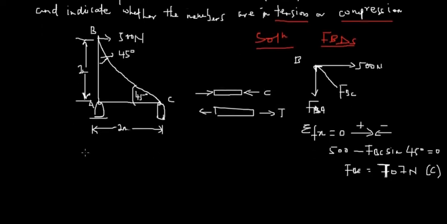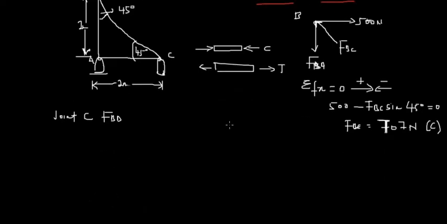So let's move on to another joint. Let's take joint C. We first draw the free body diagram for joint C. This is where we are trying to find the forces. So we have this point, this is joint C.